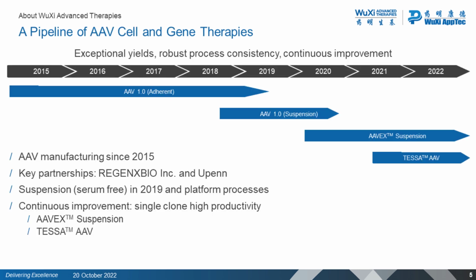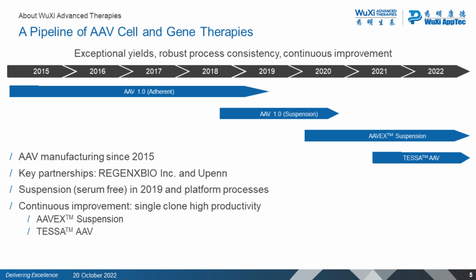WuXi ATU started AAV manufacturing in 2015 in collaboration with the company REGENXBIO and the University of Pennsylvania. The first 5 years of our AAV production were based on an adherent cell culture system. Since 2019, we have fully transitioned to a serum-free suspension system.